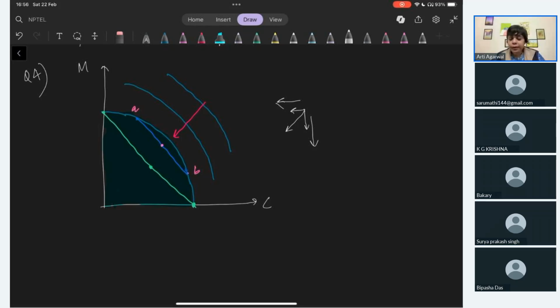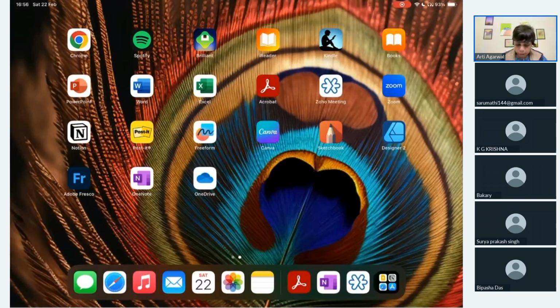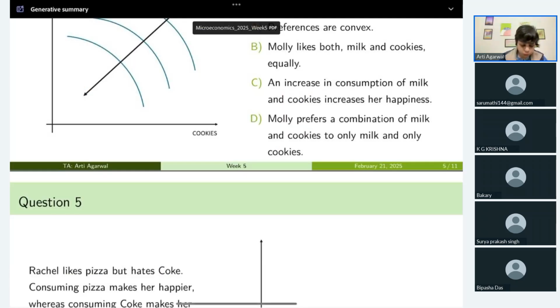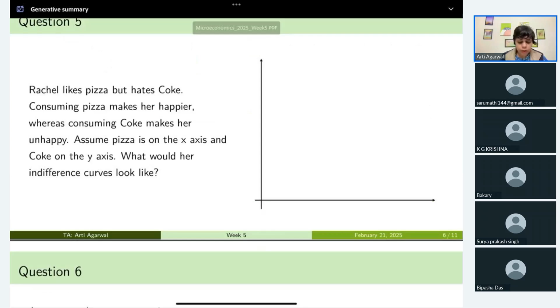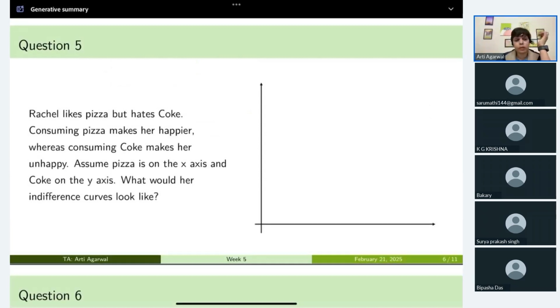Okay, so I hope it's clear. That's the main thing, whatever we've discussed so far. Okay, so I'll move on to the next question. This is a question where you have to draw the preference curves rather than interpret.